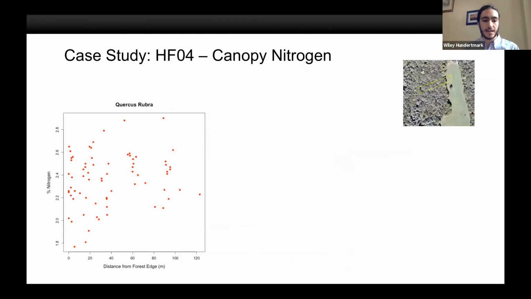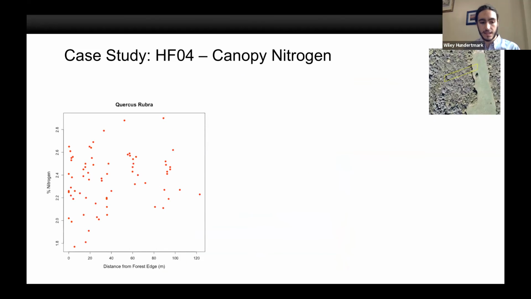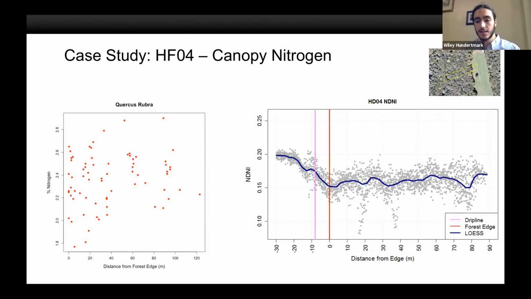And so in looking at canopy nitrogen content, we end up seeing an interesting pattern, which is that right here towards the forest edge, we actually have lower canopy nitrogen, lower leaf level nitrogen than we do towards higher in the plot, or towards further into the forest. And this was interestingly echoed in the remote sensing data. So NDNI, the normalized difference nitrogen index, we can see that we have low values right here, right at the forest edge. The pink line here represents the drip line, and then the red line right here represents the stem line. So we can see that in both cases, we have lower canopy nitrogen towards the forest edge.